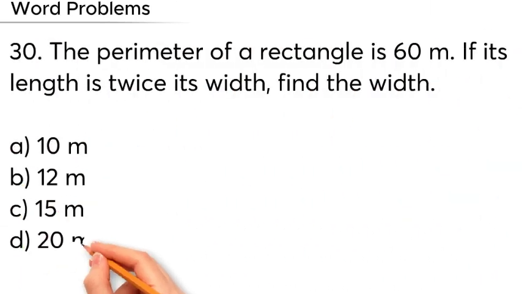30. The perimeter of a rectangle is 60 m. If its length is twice its width, find the width. A. 10 m, B. 12 m, C. 15 m, D. 20 m.